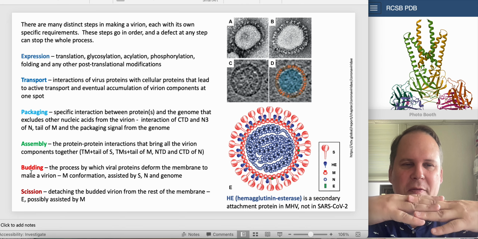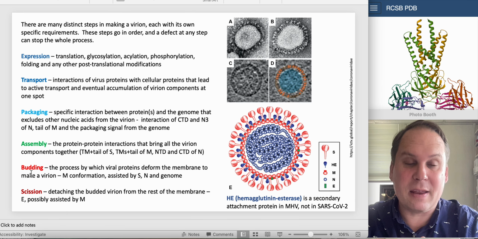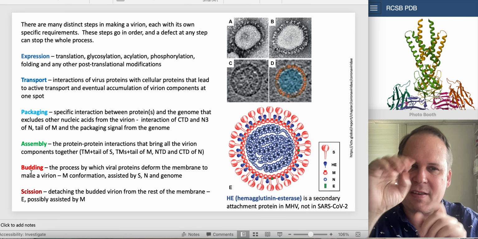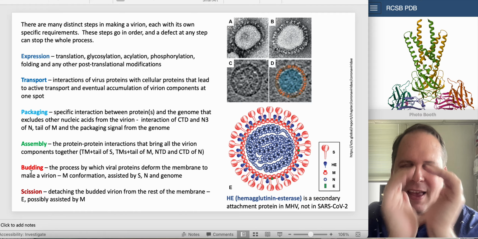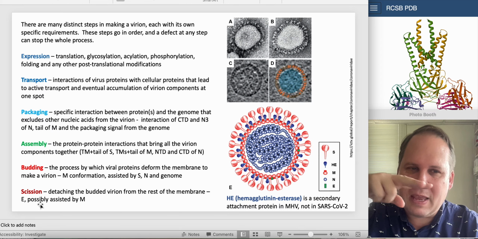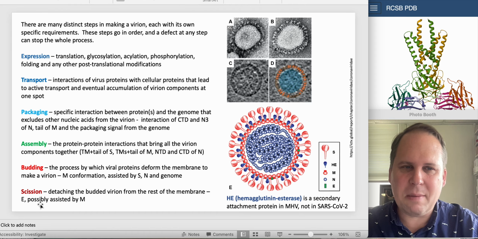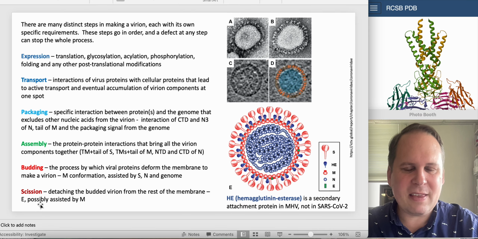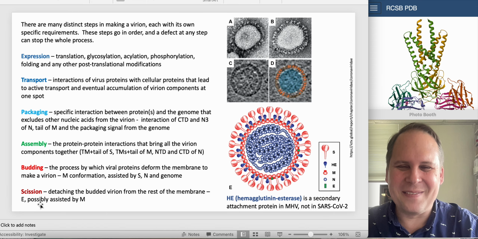So this part of going from flat to bulge is budding. And budding is not separation of the virion from the vesicle that it's budding into. Budding is just forming the little bud, like on a little flower. And then scission is when we cut the bud off, and that is going to be done by the E protein, we believe, using an amphipathic helix, like all the good scission proteins seem to do.